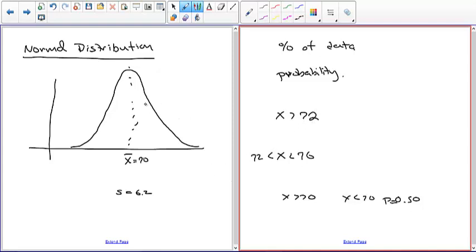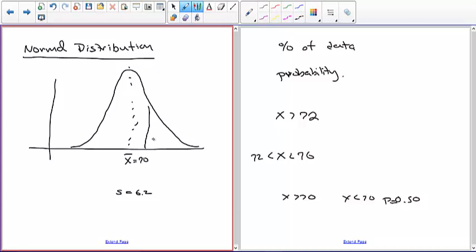Here's 72, so greater than 72 would be this area. You take the area here and subtract it from 0.5. For 72 to 76, that's this area here: you take the area from the mean to the first z-score and the area from the mean to the second z-score, and you take the difference. You can do the same kind of thing on the other side. If you want something less than a value, you subtract the area from 0.5 to find the tail. But like I said, I'm not going to go through this because you can go back and watch the video we did for the Chapter 12 project and make sure you understand it.